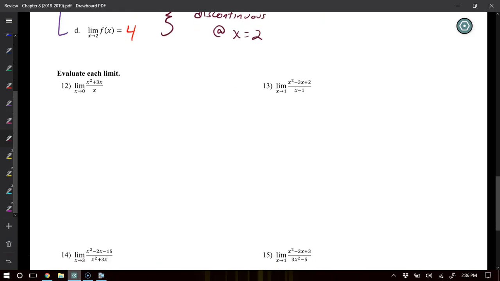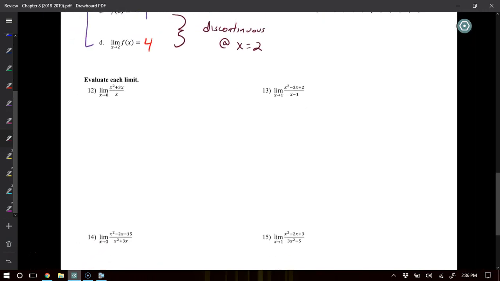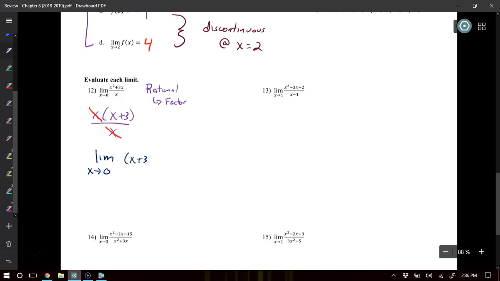All right, we'll do these ones. Evaluate each limit. So I make a note right away. Based off of this, I see this as a rational. When you want to evaluate this, you have a rational. Your job is to factor. So if I factor the top, I get a GCF of x out, x plus 3. And then the bottom, I don't have to factor, it's just x. So in this case, these x's are going to cross out. So really what I want is the limit as x approaches 0 of x plus 3.